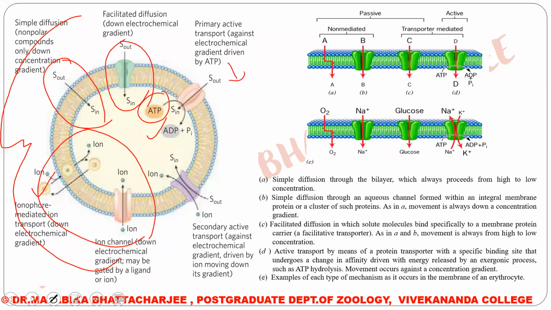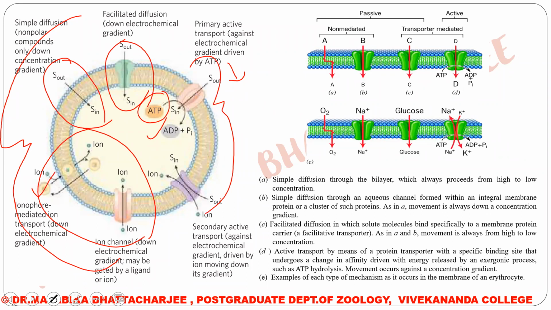So it uses ATP. Another form of active transport, known as secondary active transport, is where here also the solute is moving from a lower to a higher concentration, but this movement is possible because an ion is moving from a higher to a lower concentration. Here you can see the ATP is not used. So these two categories fall under active transport.